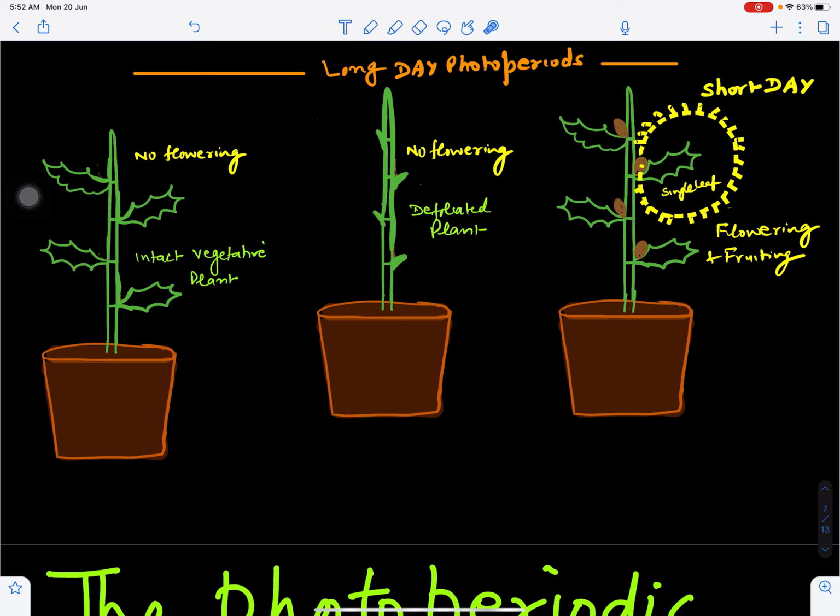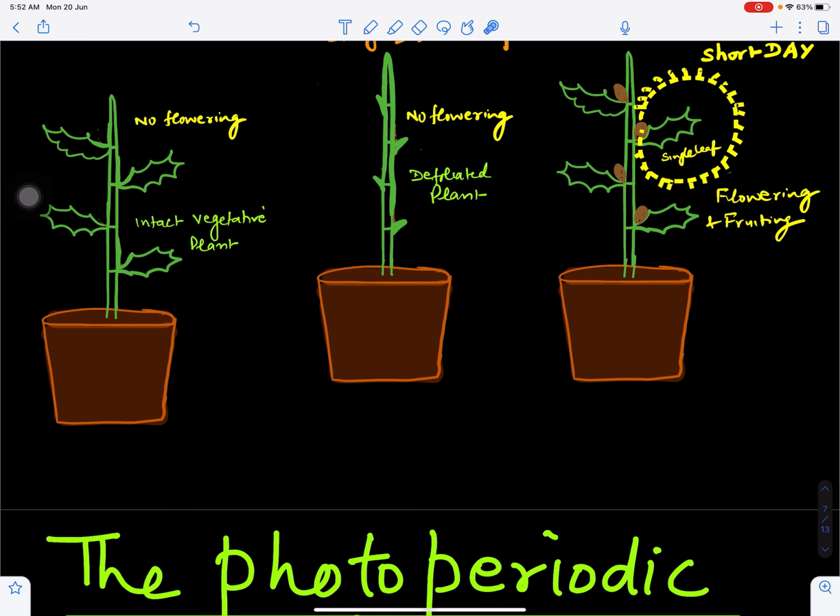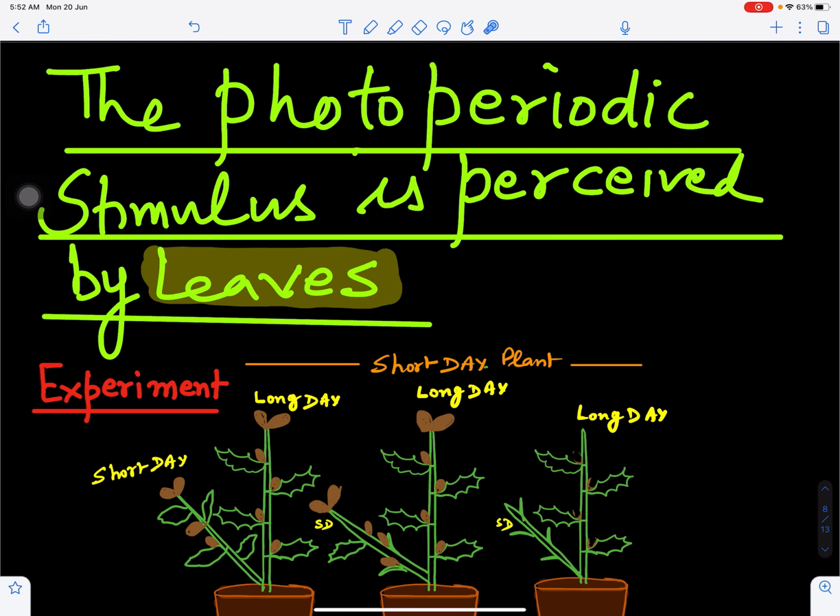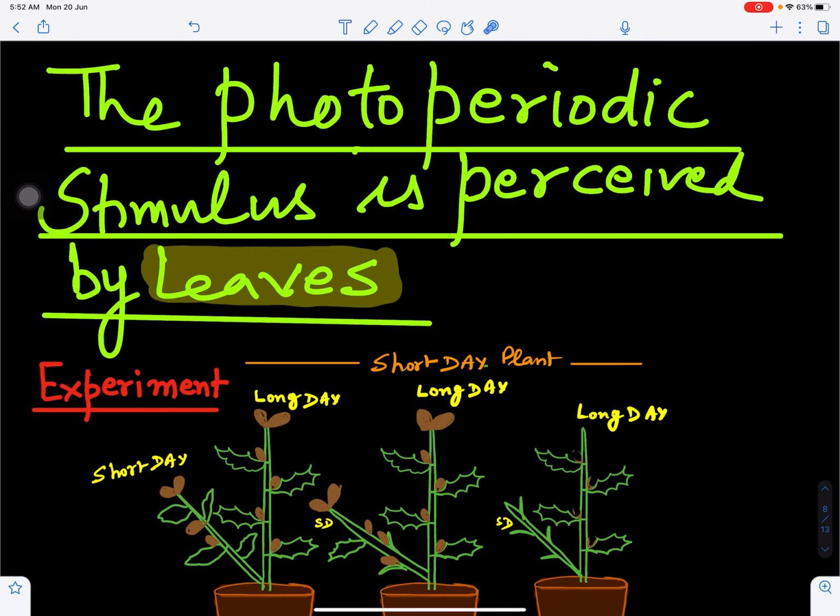So this experiment also proves that one leaf is responsible for perceiving the stimulus. One leaf is enough for receiving the photoperiodic stimulus. So leaves are the organs which perceive or receive the photoperiodic stimulus. So the photoperiodic stimulus is perceived by leaves. This has been proved by these experiments.